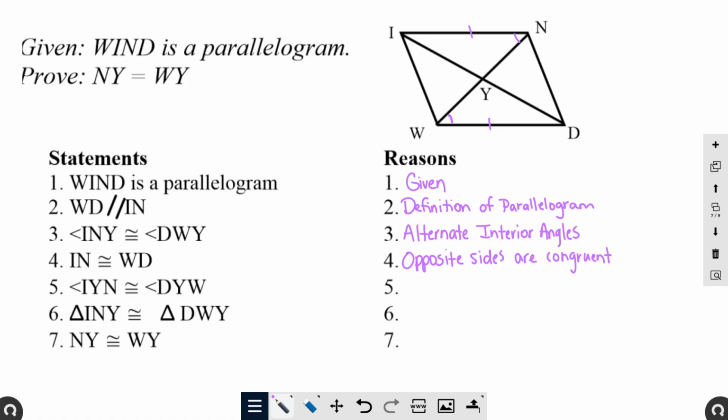All right, 5 says angle IYN. Well, that's this angle right here. Now mark it with 2 marks because you've already marked one with 1. Is congruent to angle DYW. That's right. Those are vertical angles. And we know that vertical angles are congruent. We don't have to write are congruent. We just say vertical angles.